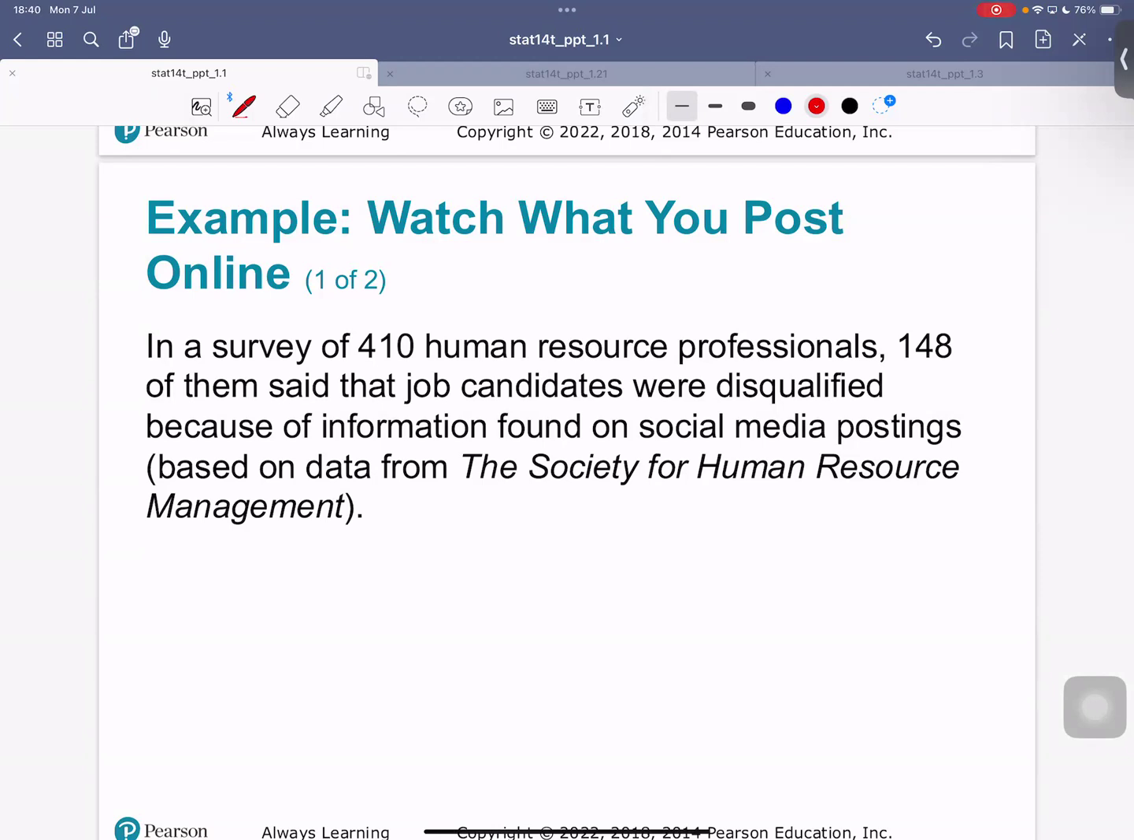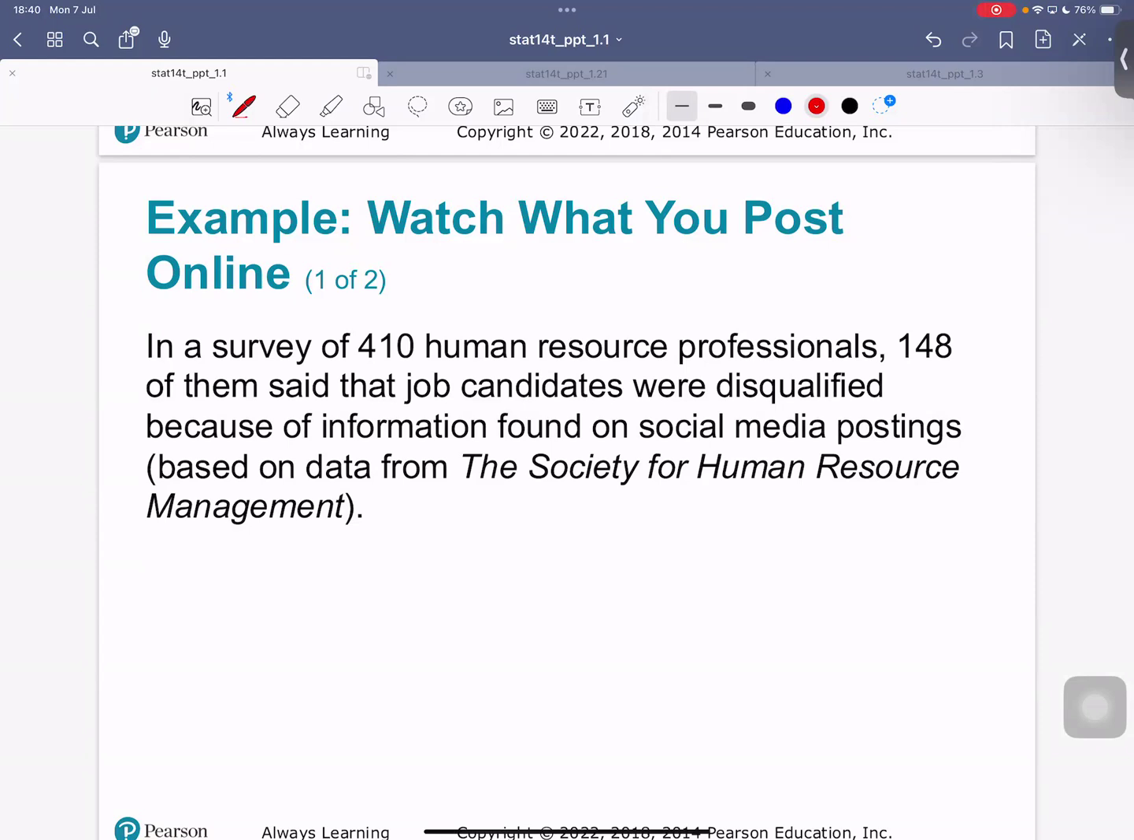Who agreed with Jeremy? Jeremy said that the population is going to be the 410 human resource professionals who were surveyed, right? So we have 1, 2, 3, 4, 5, 6, 7. And who agreed with Maori? Maori said the population will be all human resource professionals and the sample will be the 410 human resource professionals who were surveyed.